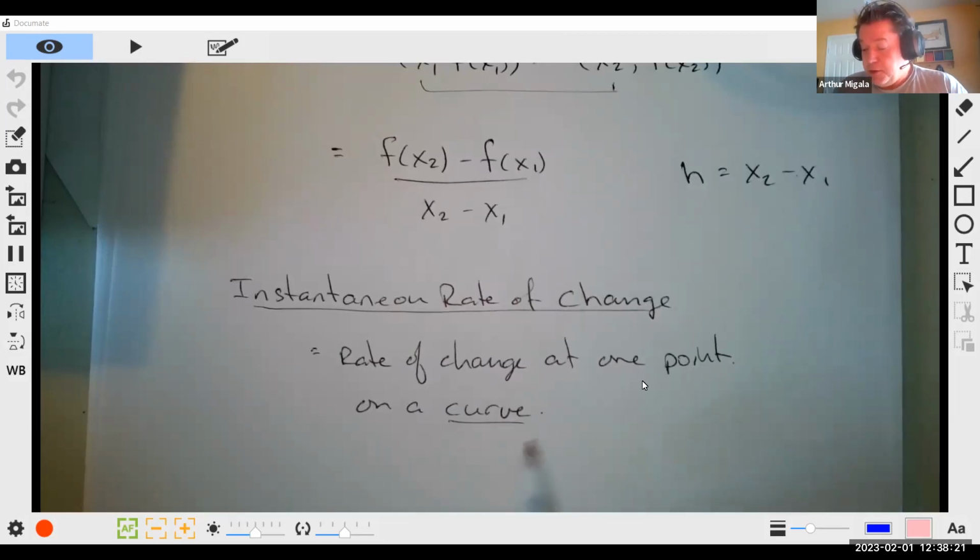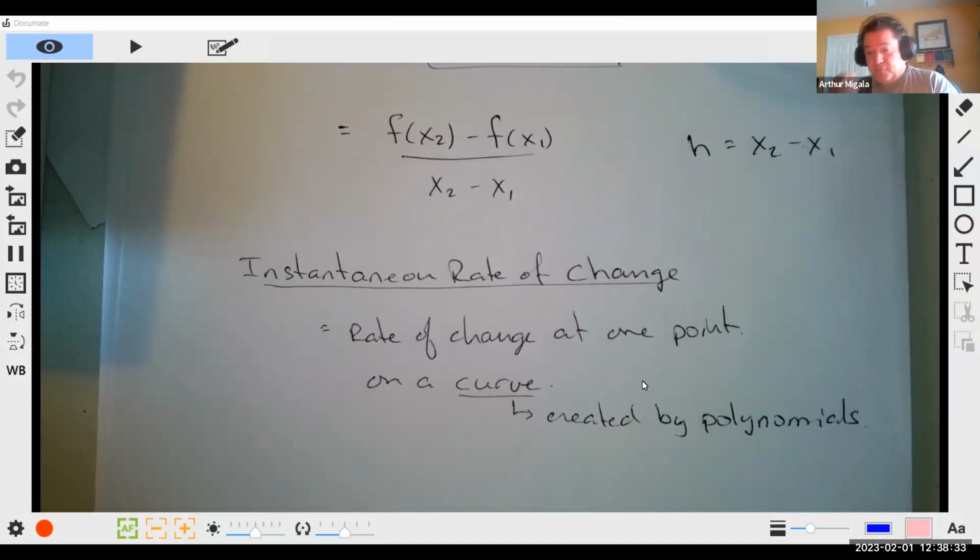Curves, though, are created by polynomials, which have higher order, higher degrees. At some points they can go up, some points down, and they can do that many, many times. So that's what we're going to have to look at, the instantaneous rate of change.